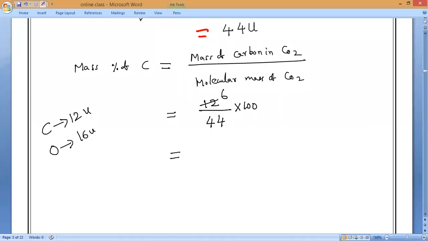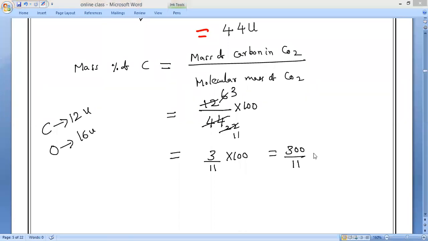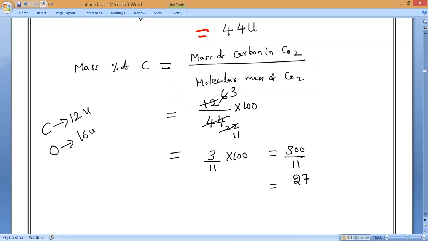Now 2 sixes are 12, 2 twenty-twos are 44. Next, 2 threes are 6, 2 elevens are 22. Actually 12 by 44 reduces to 3 by 11. So 3 by 11 into 100 equals 300 divided by 11. Please solve this one. If you solve it, the answer is 27.3 percent. This is the mass percentage of carbon in carbon dioxide.